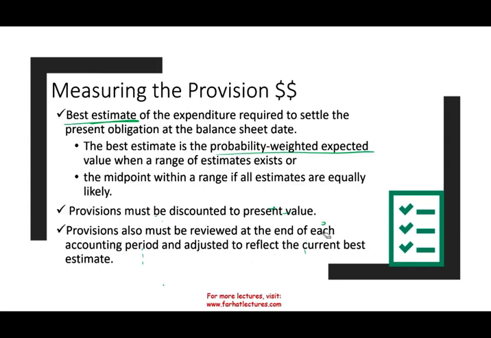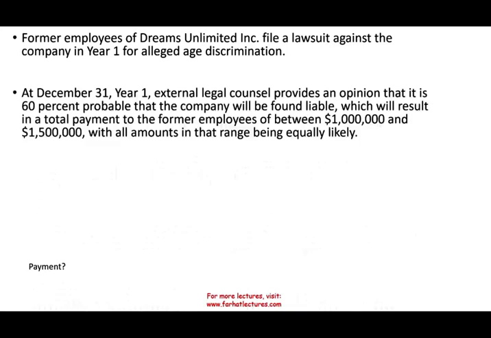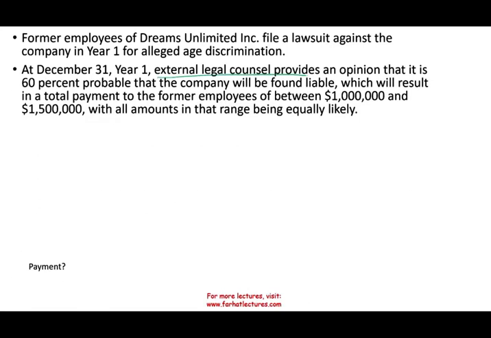So if this is what you estimated now, and next year there's more evidence in the case, and now they're going to up the settlement, then guess what? You're going to have to change that as well. The best way to do this is just to look at an example to see how this all works. A former employee of this company filed a lawsuit against the company in year one for age discrimination. On December 31st, the external legal counsel provided an opinion that it's 60% probable, there we go, more than 50%, that the company will be found liable, which will result in a total payment between $1 million and $1.5 million. And there's an equally likely 50% chance of $1 million, 50% chance of $1.5 million.